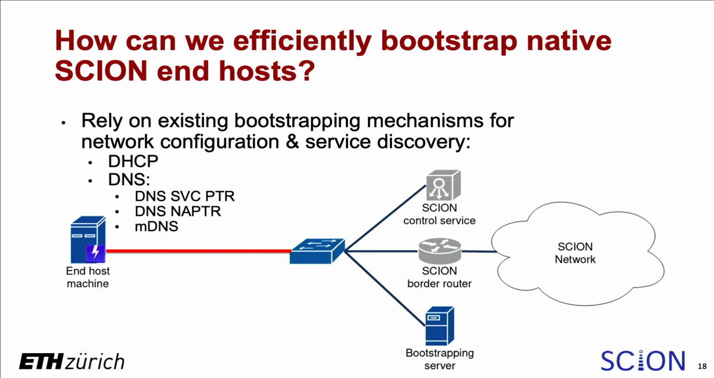So let's have a closer look at how the bootstrapping happens and which zero-configuration mechanisms we want to use. There are different types of mechanisms that we want to use. We want to use DHCP if that's how we are configuring our network, or we can use different DNS-based mechanisms, such as DNS service pointers, DNS NAPTR, or multicast DNS.